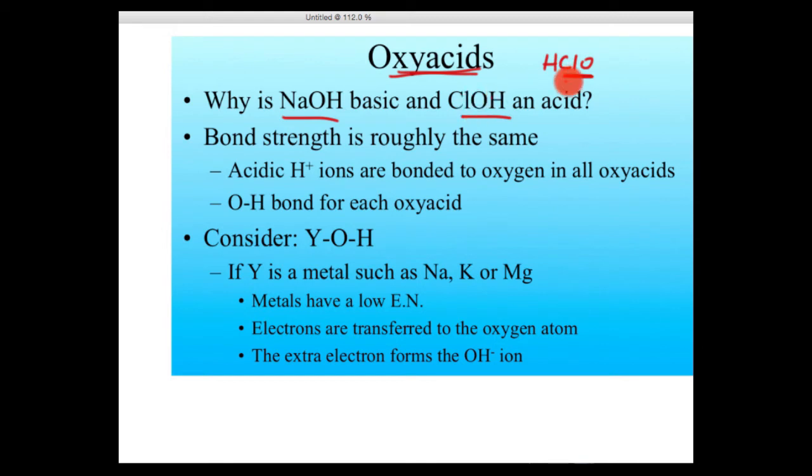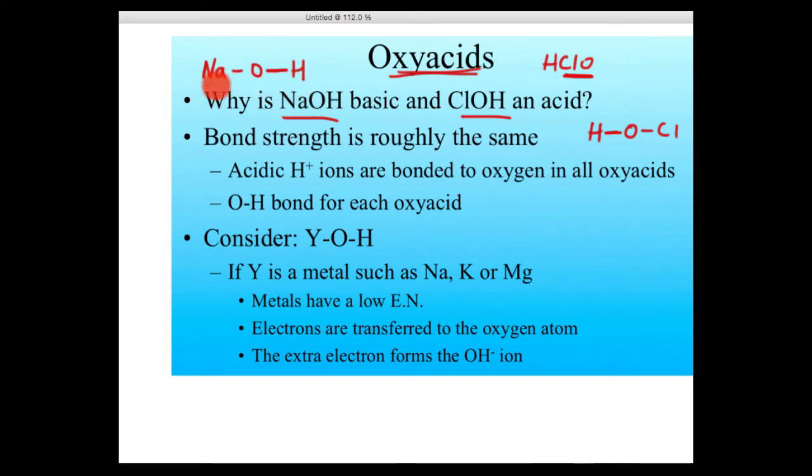The reason I'm writing it this way is because this is not the way the bond looks. In reality, what happens is the hydrogen is bonded to oxygen and the oxygen is bonded to chlorine. Same thing over here. The sodium is bonded to the oxygen and the oxygen is bonded to the hydrogen. Whenever you have oxyacids, whenever you have these oxygens that are going to be acidic with a hydrogen ion, it's always the hydrogen ion bonded to the oxygen, not to the nonmetal. So bond strength is really the same, because it's both a hydrogen-oxygen bond. So when we have an oxyacid, it's that OH that makes it acidic, and it's that hydrogen here.